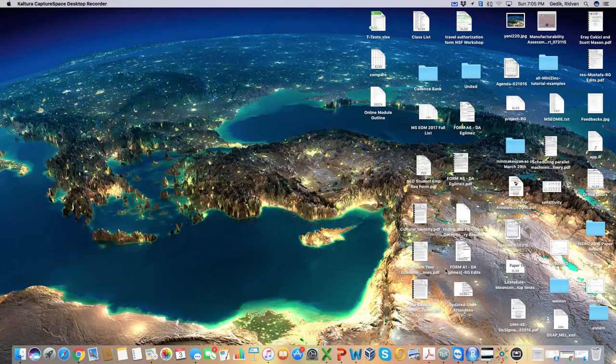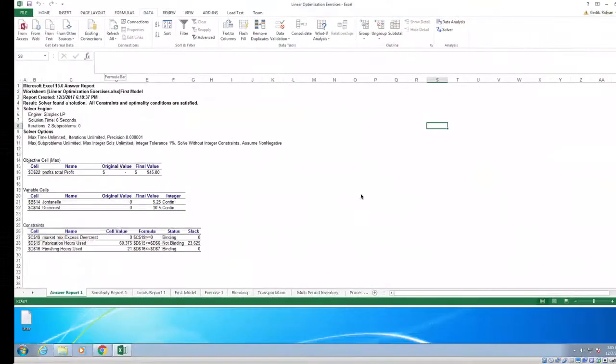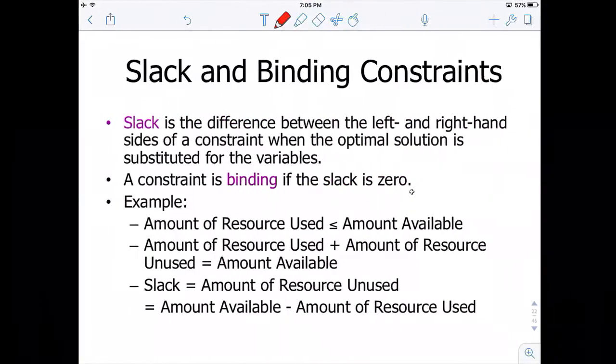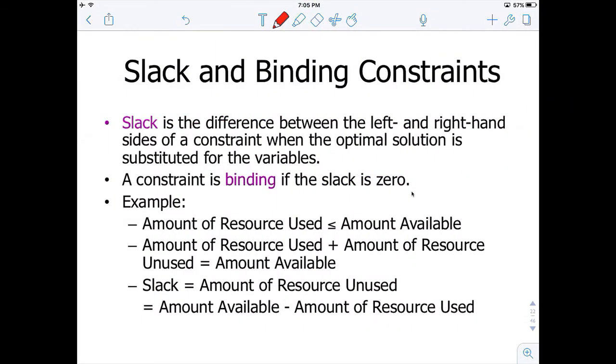In this video, we are going to take a look at how to interpret the analysis that we found after sensitivity analysis in Excel Solver. So let's check out slack and binding constraints first. What slack is, it is the difference between the left hand and right hand sides of a constraint when the optimal solution is substituted for the variable.